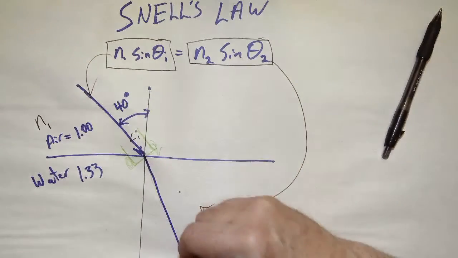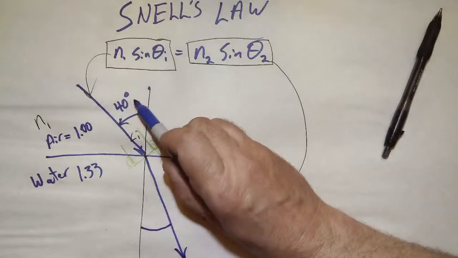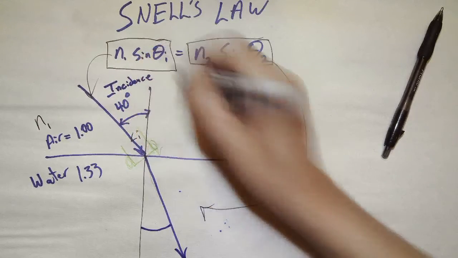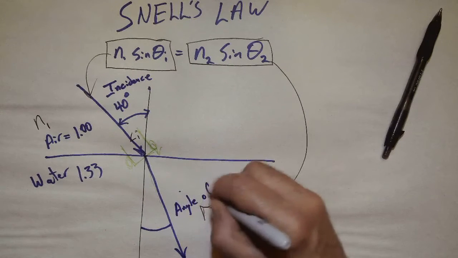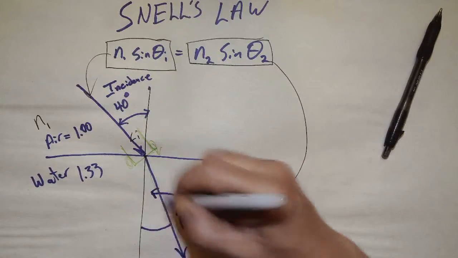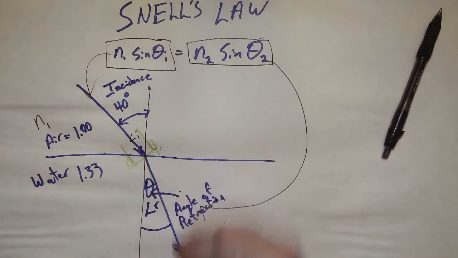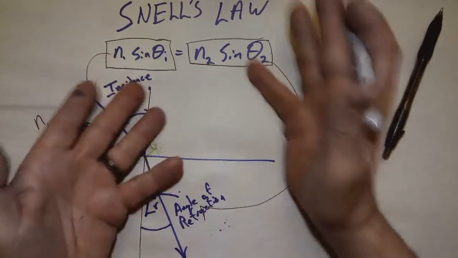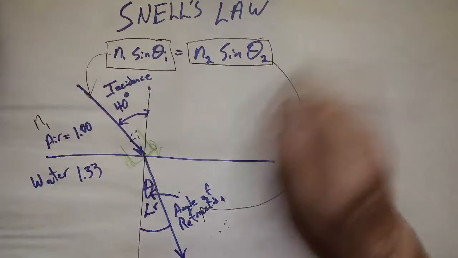We know it's going to bend down, but we want to know exactly: if it's a 40 degree angle of incidence, what is the angle of refraction? That angle is this angle right in here, theta r. So what is the angle of refraction? It's this law. It's a pretty straightforward law to use, so why don't we put it to the test?